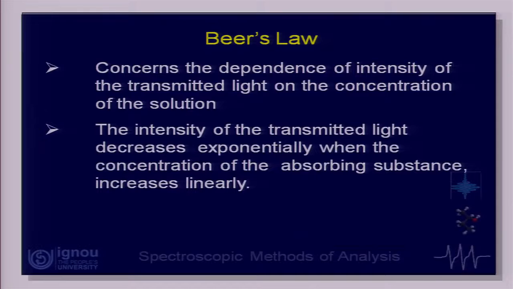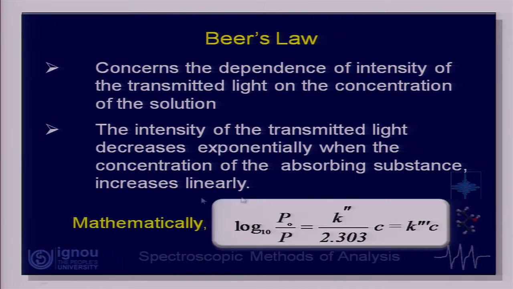And again, I will not go into details of this because now we have understood how we go about it. It is just a parallel treatment of what we did in the case of Lambert's law. And we come to the following expression: the intensity of the transmitted light decreases exponentially when the concentration of the absorbing medium increases linearly, parallel to what we had in the case of Lambert's law. And the mathematical expression for Beer's law comes out to be log of P naught by P equal to some other constant k double prime divided by 2.303 into C. Now we have C as a concentration term.